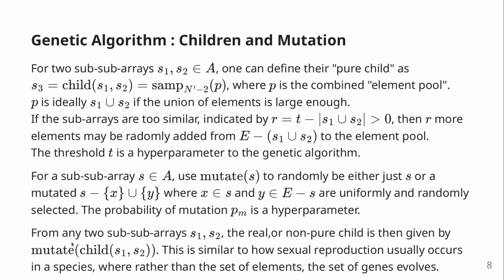Now, this mutation happens with some probability: sometimes you won't have a mutation and sometimes you will. So say a probability P sub M is the mutation rate. This is a hyperparameter that you have to set for the genetic algorithm. So from any two parents, you can first get the pure child, which is child of S1, S2, and then you can mutate that child. That will give you a more realistic scenario of what the child is actually going to be like. So it's going to be mutate of child of S1, S2, basically simulating sexual reproduction.